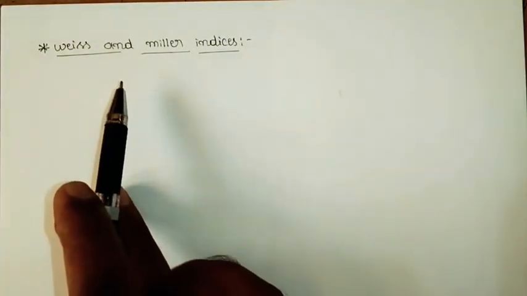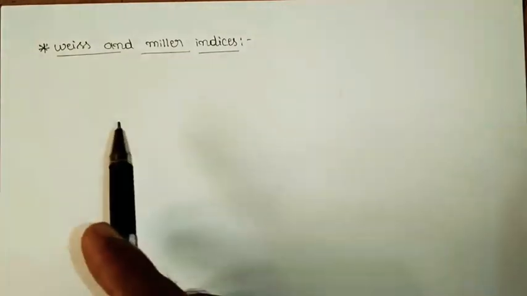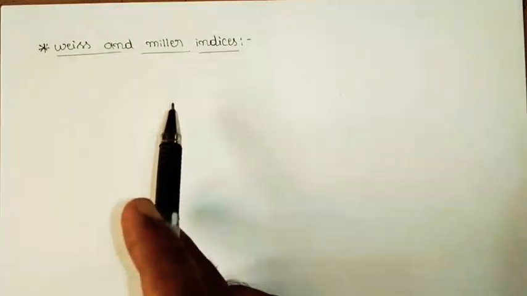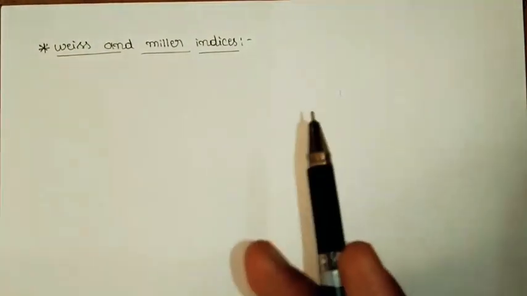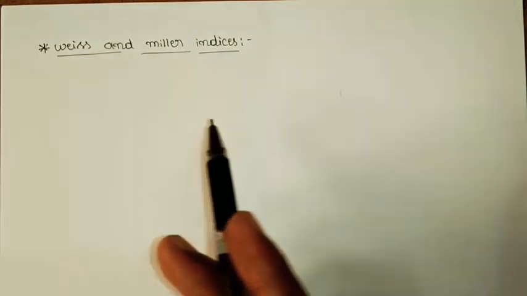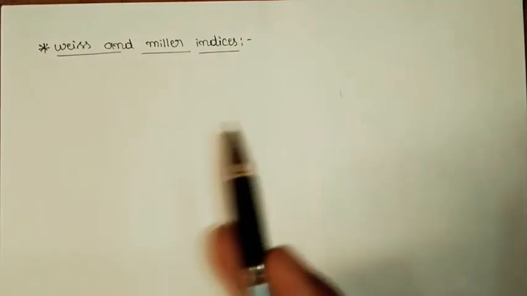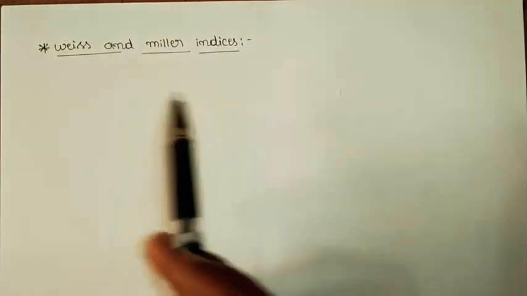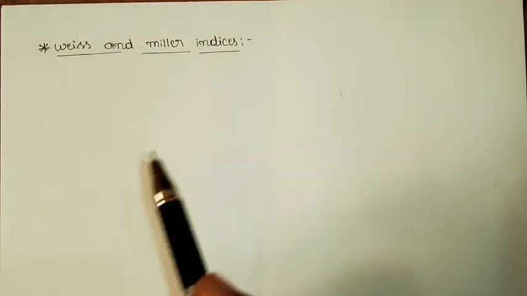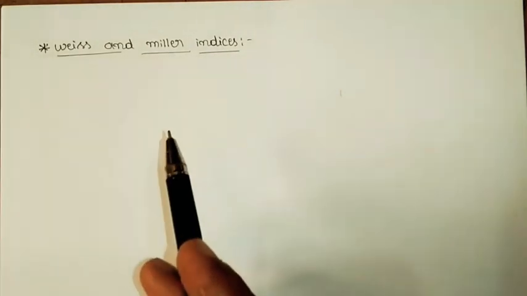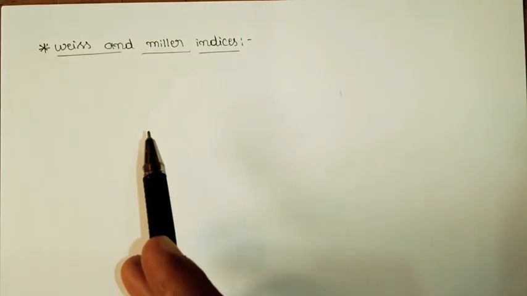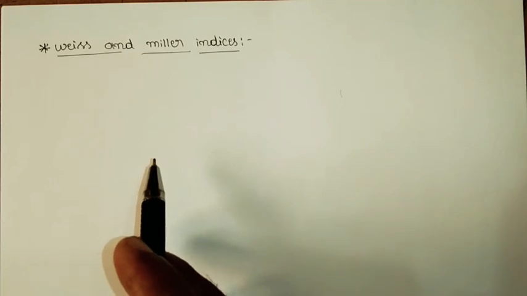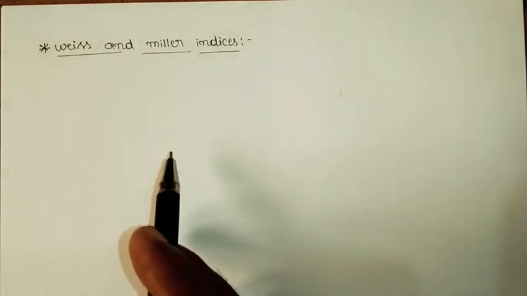Before going to the core concept of Weiss and Miller indices, let me give some basic stuff regarding the solid states. We know that a three-dimensional arrangement of constituent particles will give a complete crystal lattice, or in a simple way we can call it lattice. And when you break the lattice, you're going to get a very simple repetitive unit which can repeatedly join in all three dimensions to give a complete crystal, and we call that a unit cell, right?